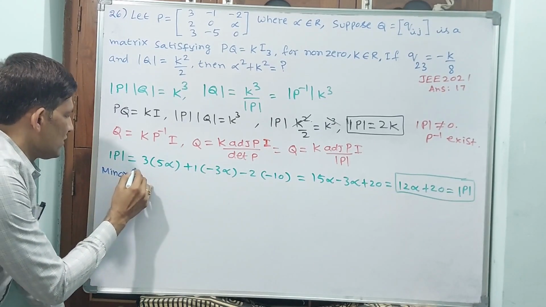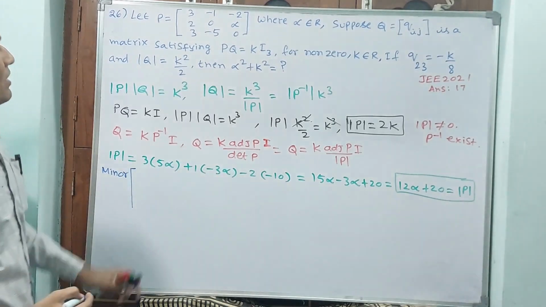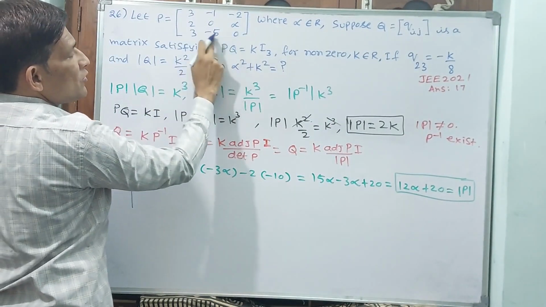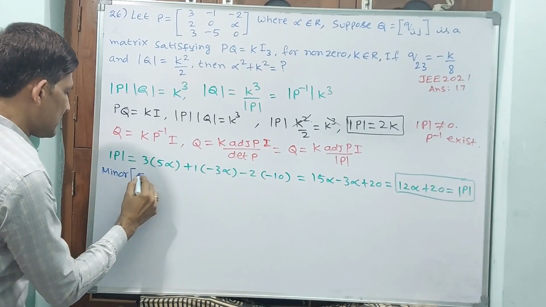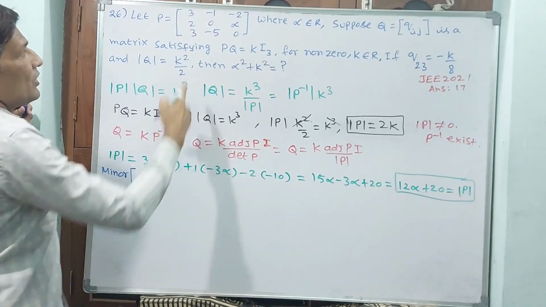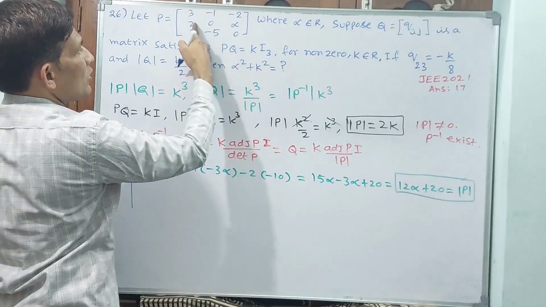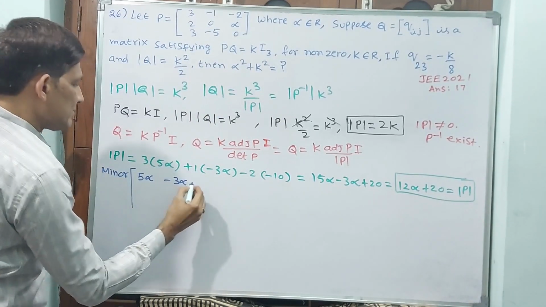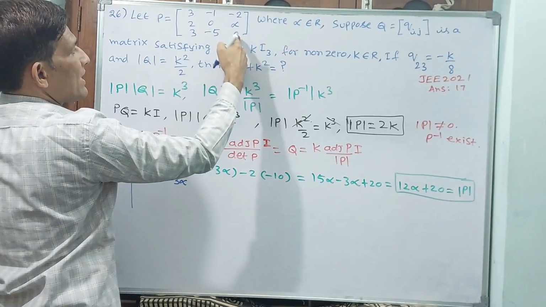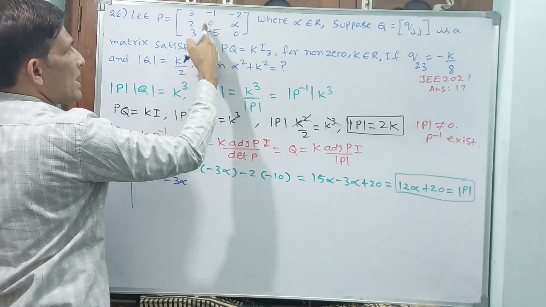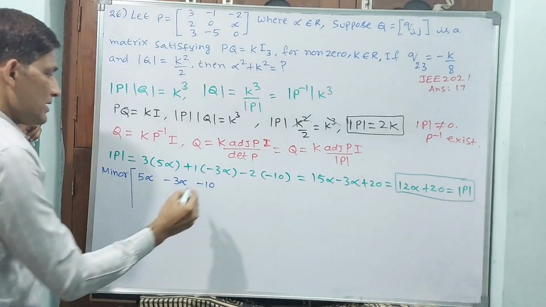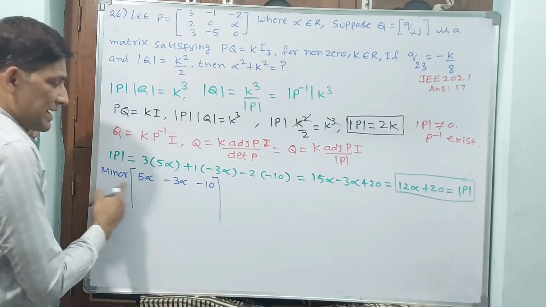I am writing, you see how this is going to happen. Minor means, if we close this 3, automatically 0 minus of minus 5 alpha, plus 5 alpha. Here minus 1, if you close, automatically 0 minus 3 alpha, means minus 3 alpha. If you close minus 2, automatically minus 10 minus 0, that means minus 10. Okay, minor matrix.